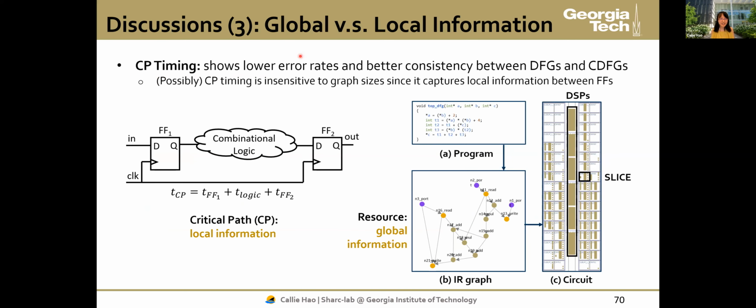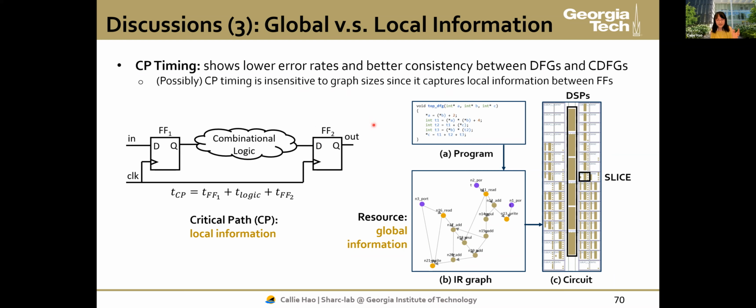And the third observation, interestingly, is global information versus local information. We can see that although the CDFG behaves generally worse than the DFG, the critical path timing actually shows lower error rates and better consistency between DFG and CDFG. Our hypothesis is that the critical path timing is local information, because we only need to characterize the sensitive logic between two flip-flops, right? And this sort of local information is insensitive to graph size.